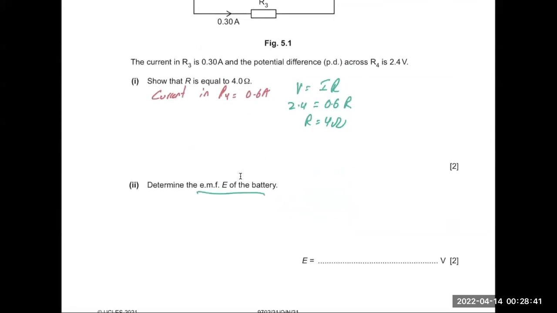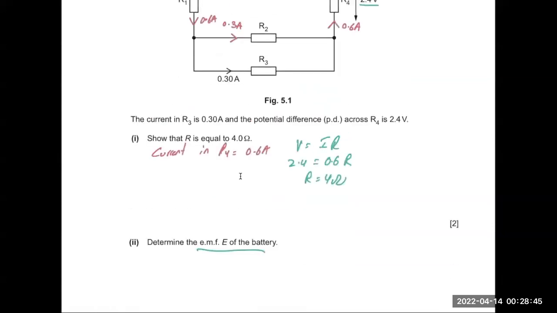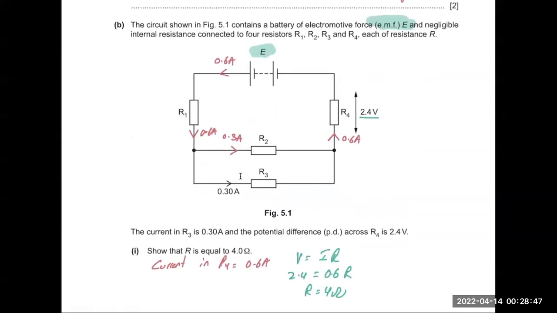Determine the EMF E of the battery. Now, you can do this directly. How do you do this directly? You can say that this is 2.4 volts. So this should also be 2.4 volts because same resistance, same current, 2.4 volts.